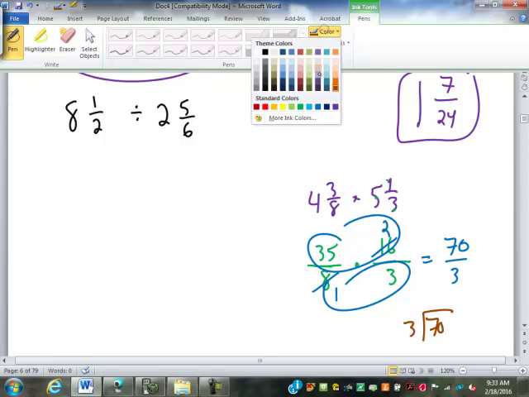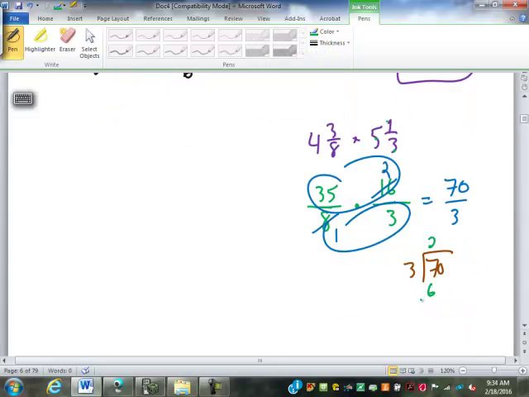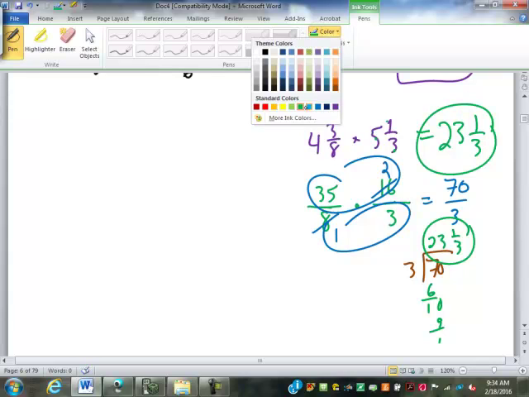3 goes into 7 twice. That's 6 with 1 left over. Bring down the 0. 3 goes into 10 3 times. That's 9 with 1 left over. So 23 1/3. Any questions on that one?